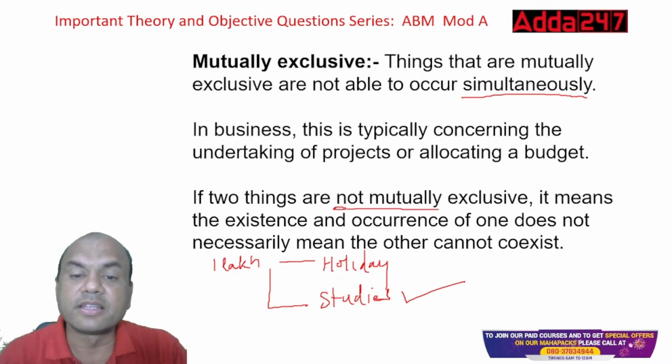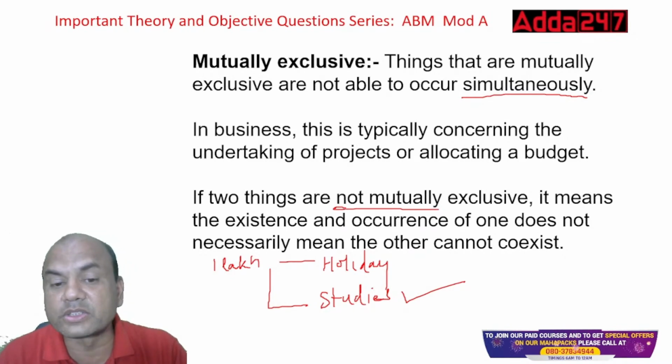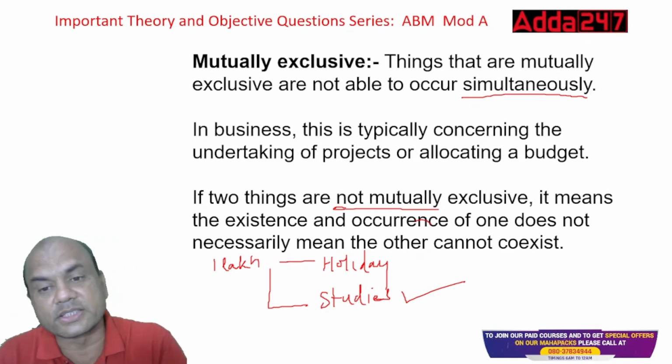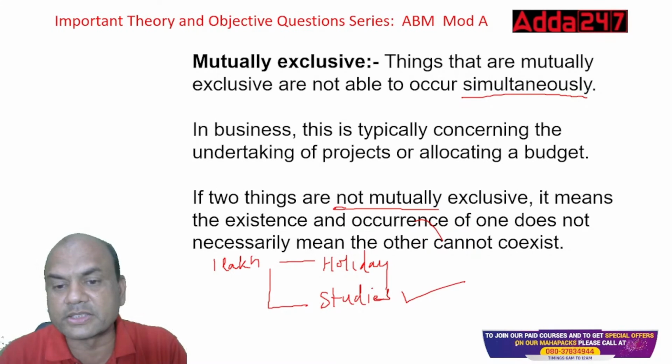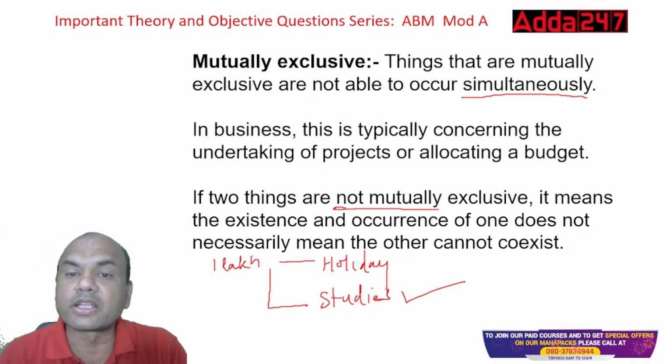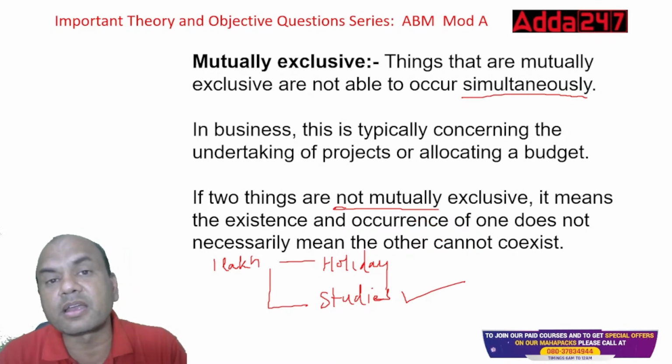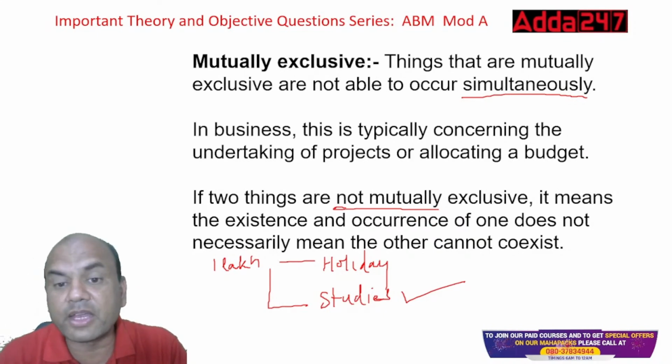It means the existence and occurrence of one does not necessarily mean the other cannot exist. Okay, what do I mean by this? Whenever I say anything is mutually exclusive, what does it mean? Both the things can't occur at the same time. But if they are not mutually exclusive, it means both the things can coexist at the same time.